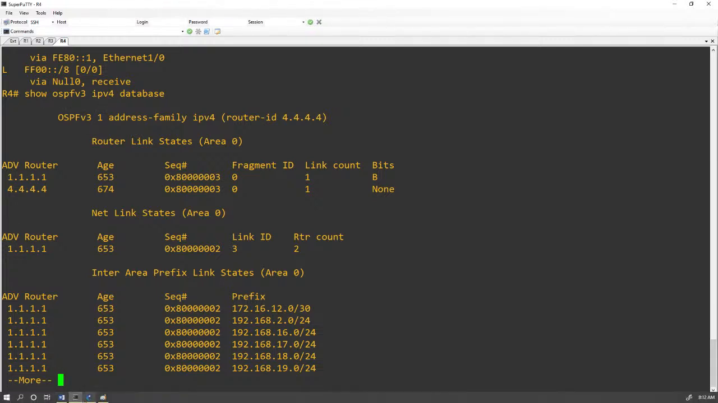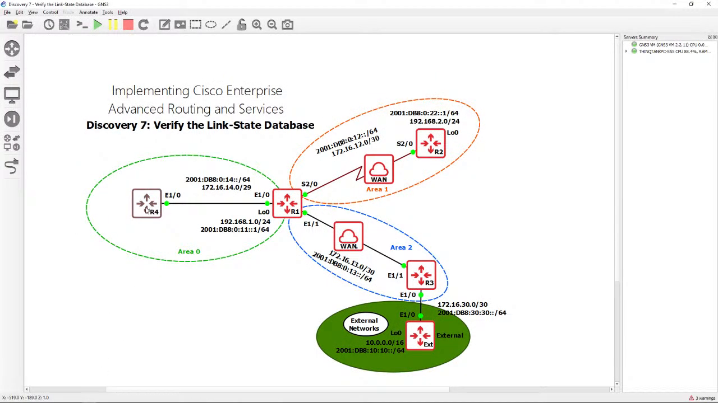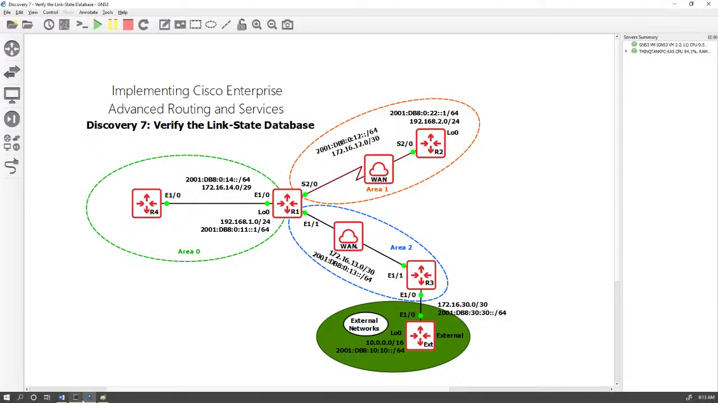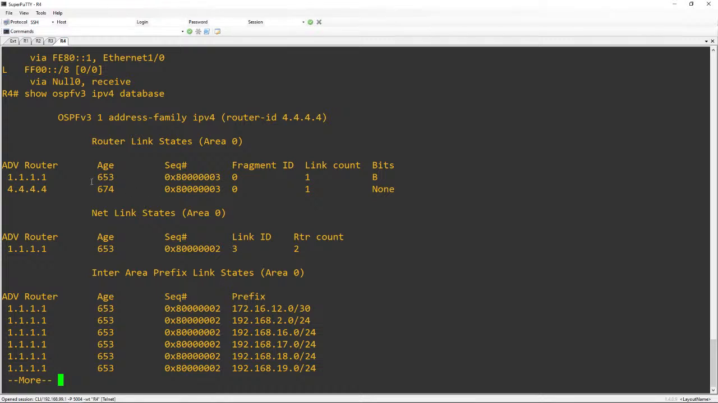Remember, this is on router 4. And you always want to kind of reference the diagram so you can get a good understanding of how the database represents what's actually happening in the topology. Router link states, from router 4's perspective, I should see two links from router 1, the link that router 1 is attached to, the common subnet that it's attached to, as well as the loopback interface, and I should see one link for router 4. And we kind of see that here, right? Router 1 is advertising one link. Router 4 is advertising one link.